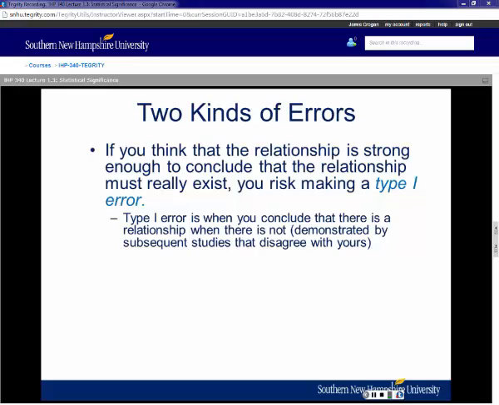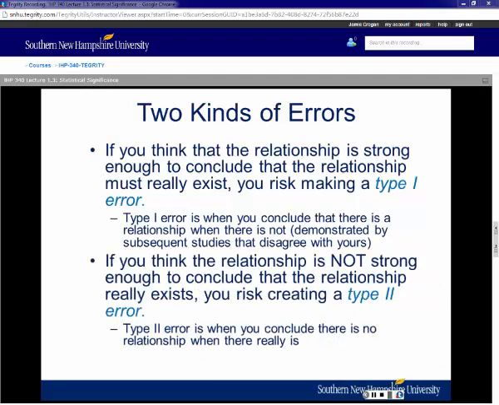So here are these two kinds of errors. If you think the relationship that you found in your sample of people is strong enough to conclude that there is a relationship, you risk making a type 1 error. And a type 1 error is when you conclude there is a relationship when there is not. And that is only demonstrated by future studies that will either agree or disagree with yours. So that's type 1 error.